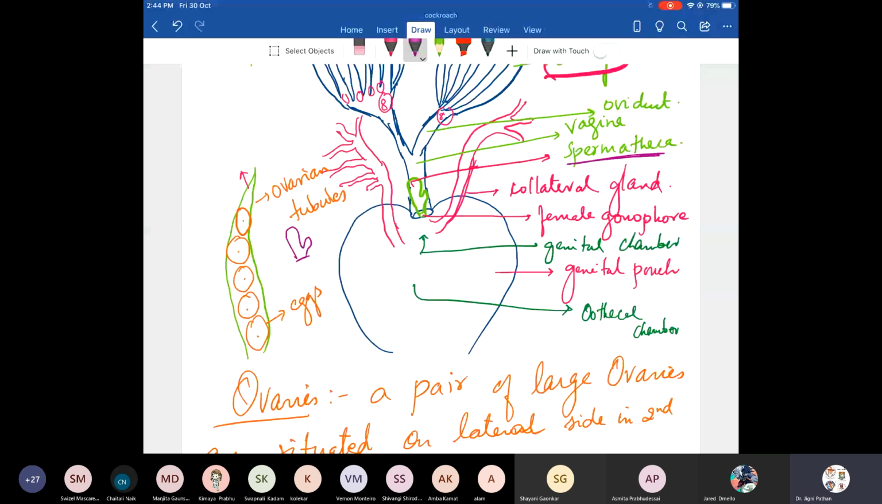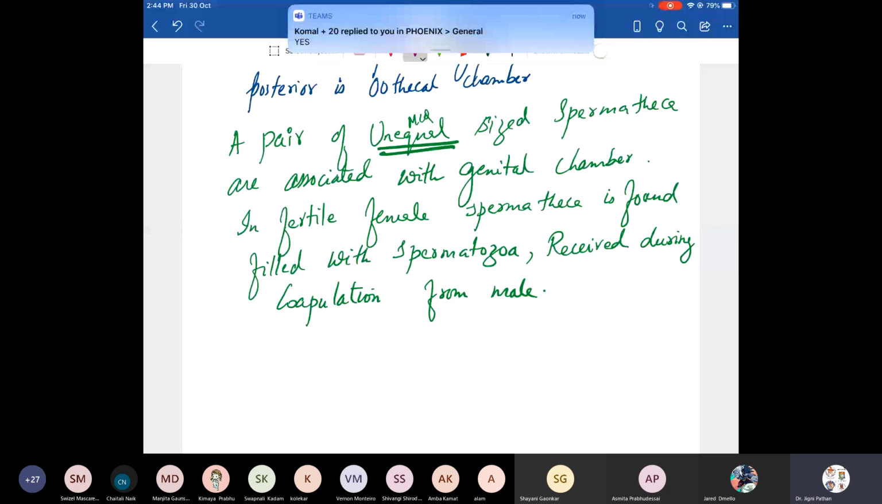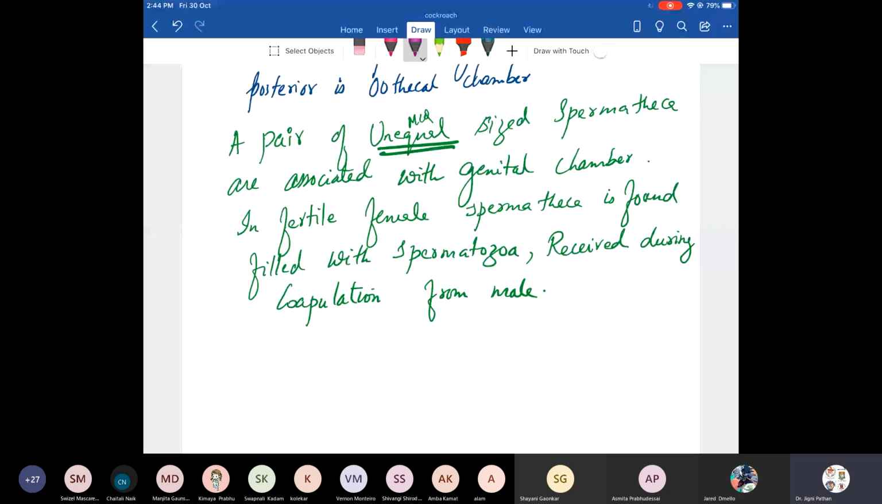Listen to this carefully. When a male deposits sperm into the female cockroach, they deposit them in the spermatheca. Clear? They deposit the sperm in the spermatheca in the female body. That is what it says: a pair of unequal sized spermatheca are associated with the genital chamber in fertile female. Fertile female means the female which is loaded with sperm. In fertile female, spermatheca is found filled with spermatozoa, that is sperms, received during copulation. Copulation means during mating from the male. Is the point clear to all? Any difficulties there?